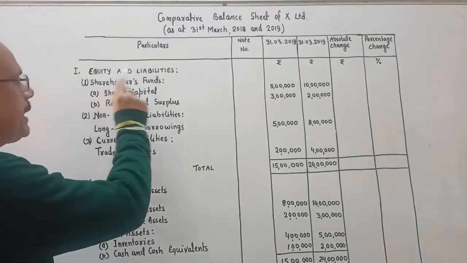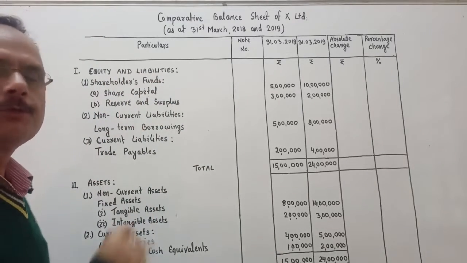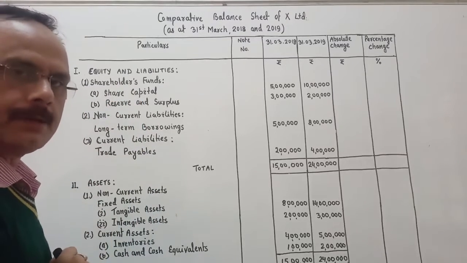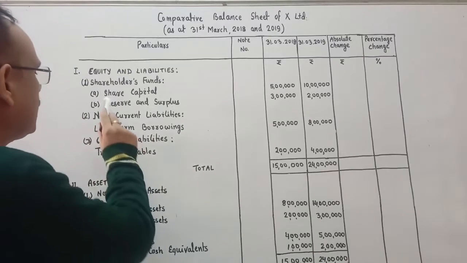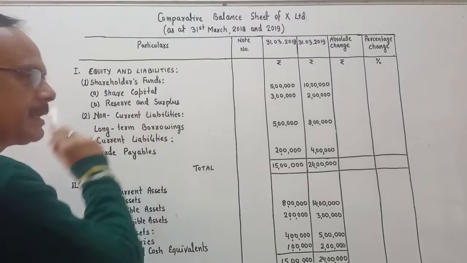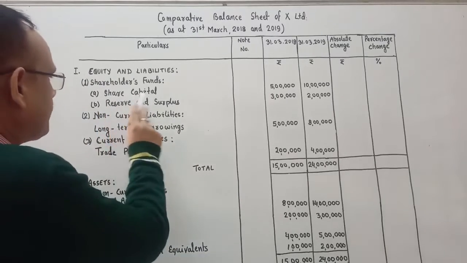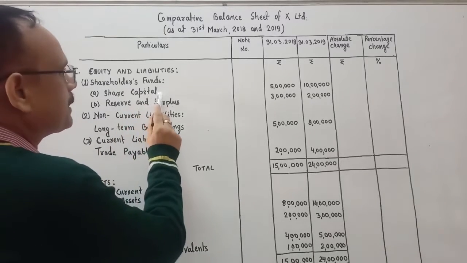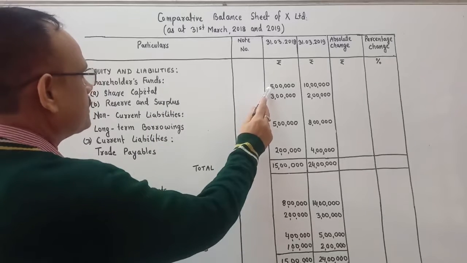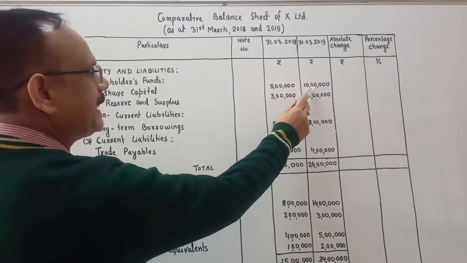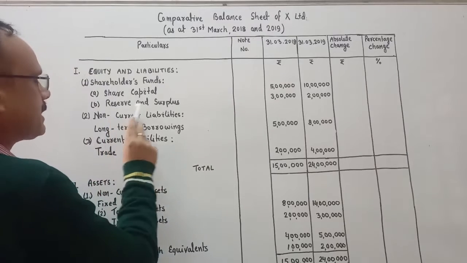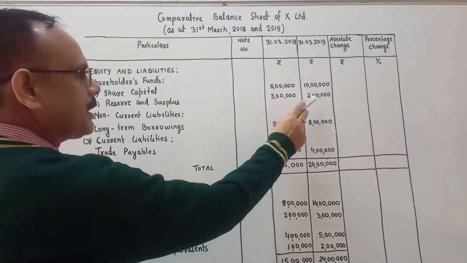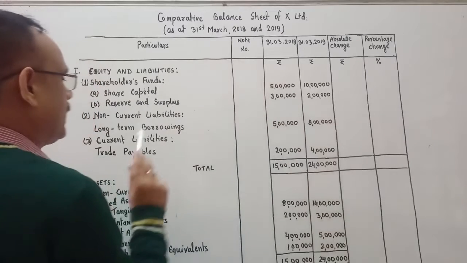So equity and liabilities: you see the question, under it the shareholders' fund is there. First heading is shareholders' fund. Under the shareholders' fund, share capital and reserve and surplus are given in the question. Share capital for 2018 is 5 lakhs and 2019 is 10 lakhs. Reserve and surplus for 2018, which is given in the question, is 3 lakhs and for 2019 it is 2 lakhs.